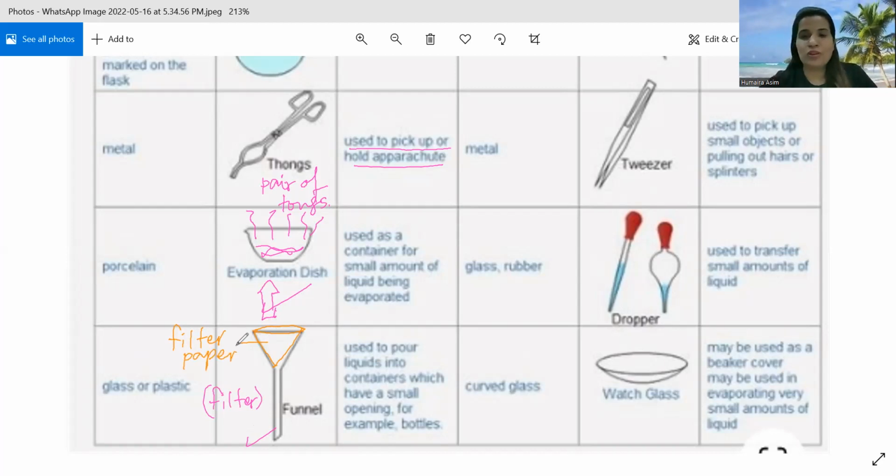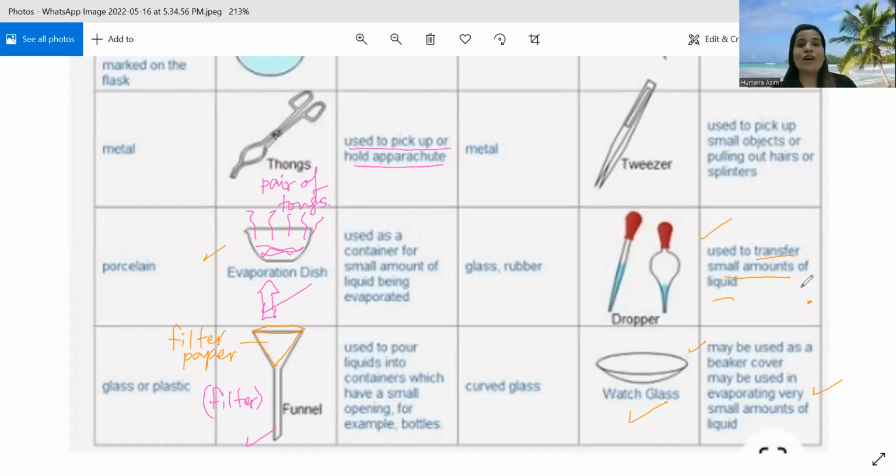Then we have a watch glass, which may be used as a beaker cover, or in evaporation when a very small amount of liquid is needed. But here, usually we don't go for much heating. For stronger heating, we will be using the evaporating dish, right? And then we have droppers. They will be used to transfer small amounts of liquids only. So this is all about our apparatus.